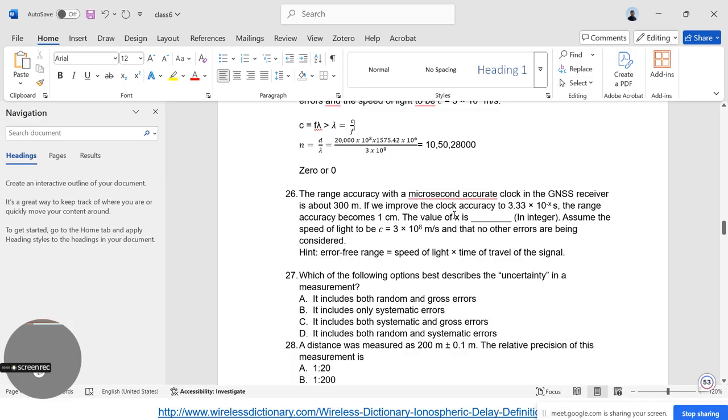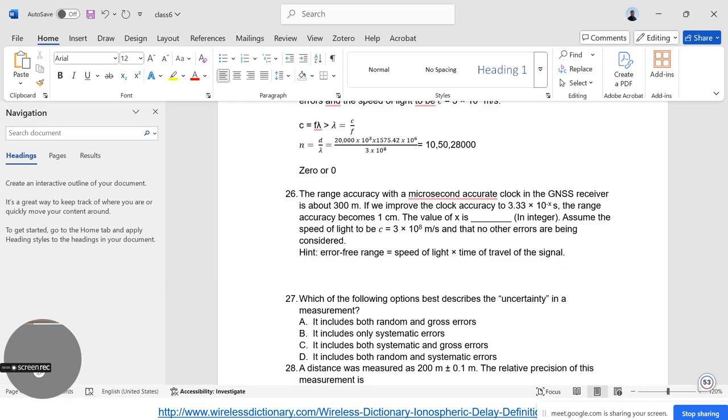So how can we find out the improved clock accuracy? First of all, we don't know anything here. We have just one formula with us, which is c is equal to f lambda. But here, can we use that?